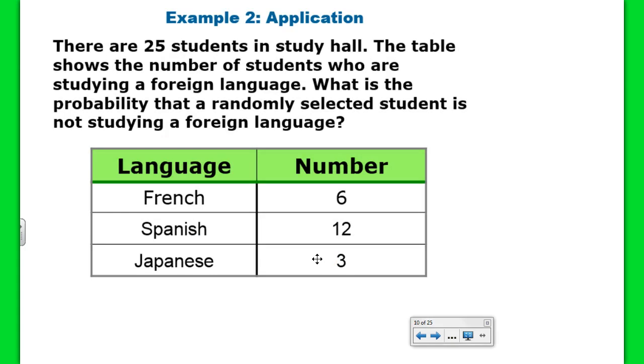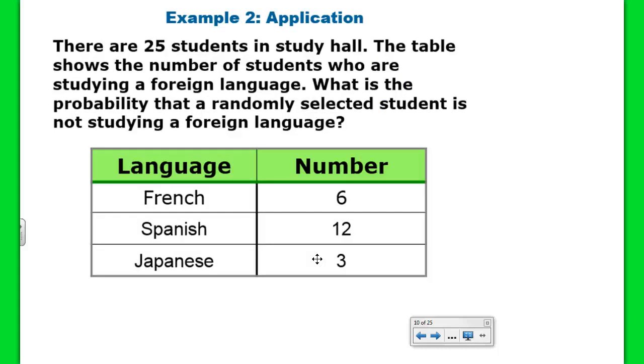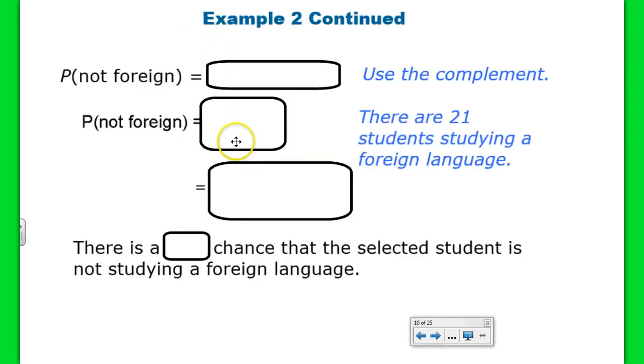There are 25 students in a study hall. The table shows the number of students who are studying a foreign language. What is the probability that a randomly selected student is not studying a foreign language? So, what is the probability that a student is not studying a foreign language? We know this number of students, and there are 25 students in the hall, right?